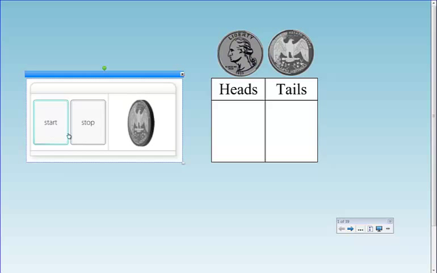Heads or tails? Heads. One heads. Heads or tails? Tails. 1 to 1. Heads or tails? Tails. 2 tails to 1 heads. Heads or tails? Tails. 3 tails. Heads or tails? Tails.